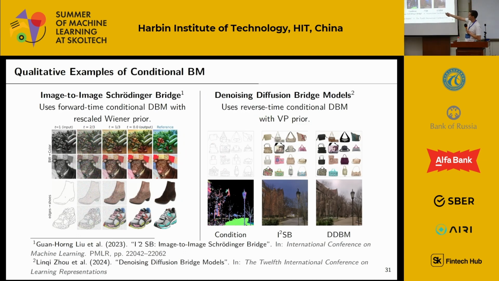Okay, so it works. These are some paired image-to-image translation problems, and there are two main papers related to these conditional diffusion bridges. One is from NVIDIA, the second is from some other authors. In the paper from NVIDIA, they consider this conditional bridge matching in forward time, so the forward conditional Markov projection. In denoising diffusion bridge models, they consider it in backward time, so basically backward conditional diffusion bridge matching. They apply it to different problems like colorization and so on, and to some extent it actually works.